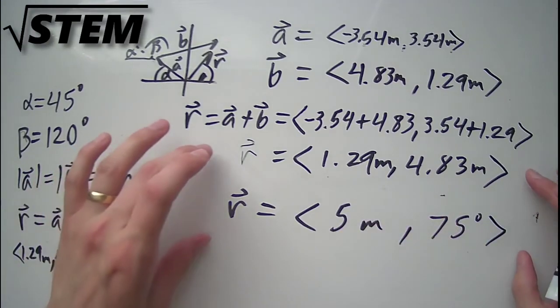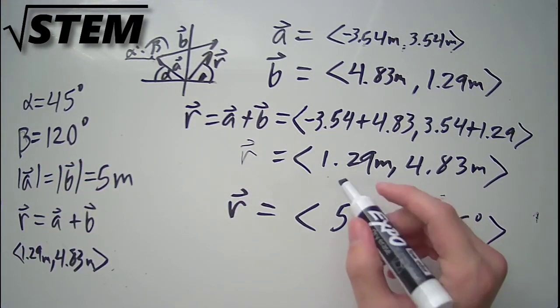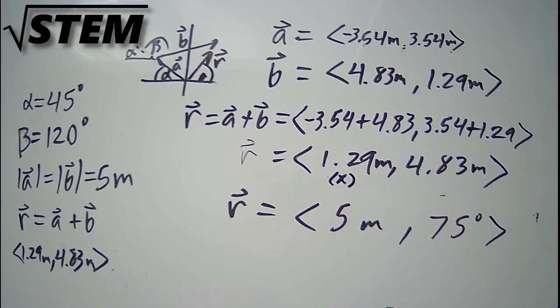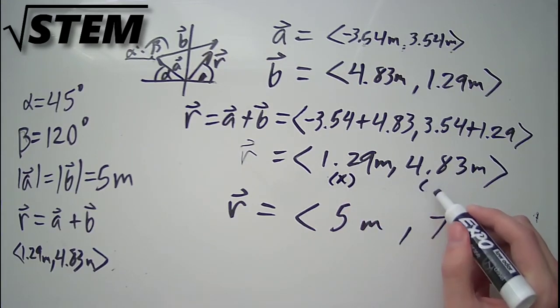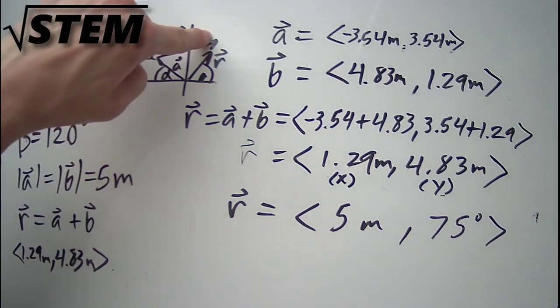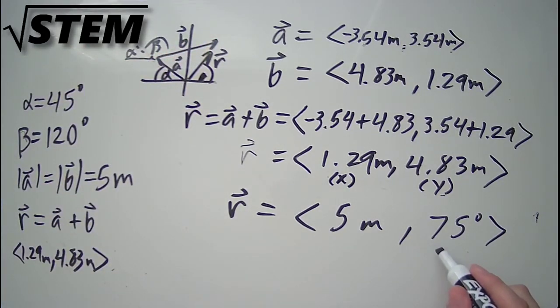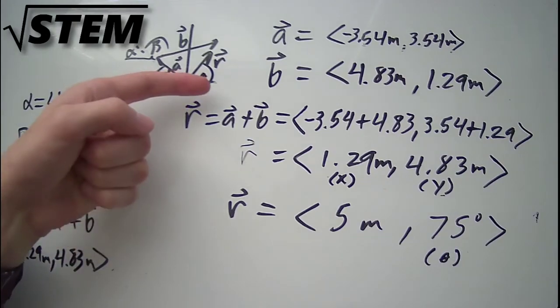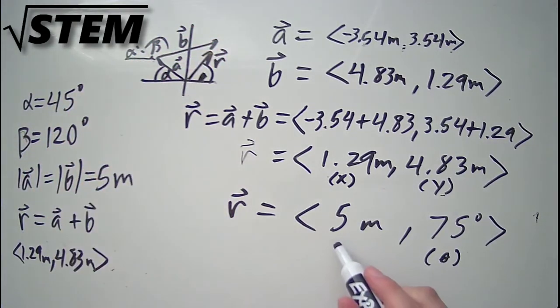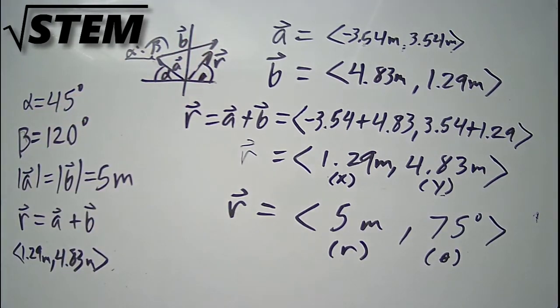So, that's it. These are our two answers for the resultant vector. These both mean the same thing. If you go 1.29 meters in the x direction and 4.83 meters in the y direction, that will take you right here to the end of these two vectors added together. Or, if you go 75 degrees up from the x-axis, and then you walk 5 meters out, you will get to the exact same spot. So that is how you can add vectors together and convert them back and forth between Cartesian and polar coordinates.